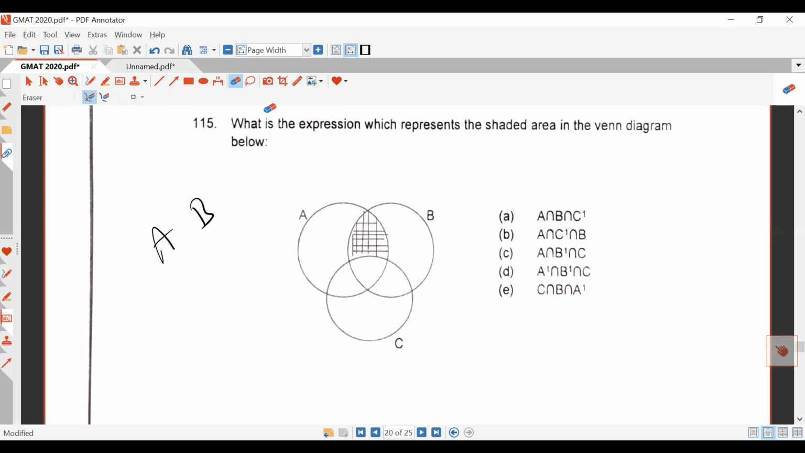So the answer is A. Is the answer A? Yes, this one is right. Here it means C not included. You're right. C not included.